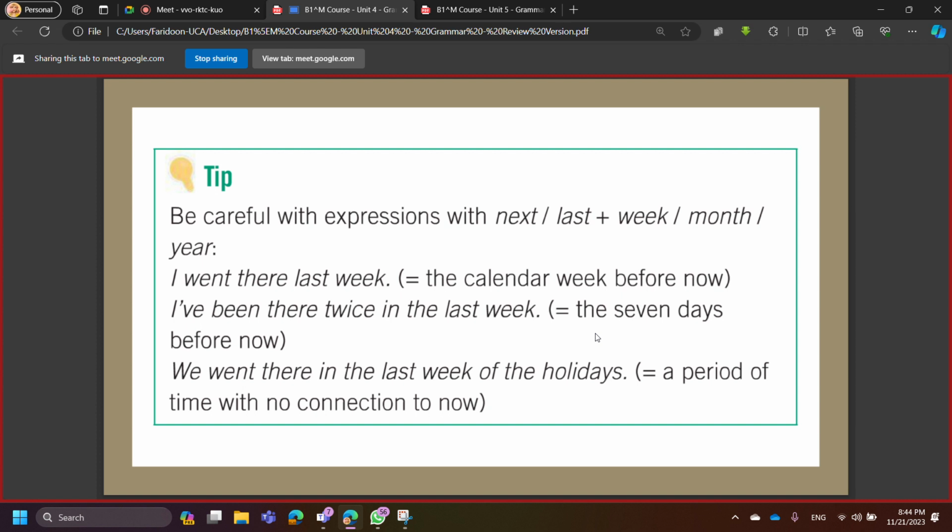For you, your 7 days can be like starting from Friday, ending one day before Friday, which is like Thursday, I think. Yeah, you can select something like that. So that is your 7 days, but a normal calendar week mostly starts from Monday and ends on Sunday. Yeah, okay. Or we went there in the last week of the holidays. Now it means a period of time with no connection to now.